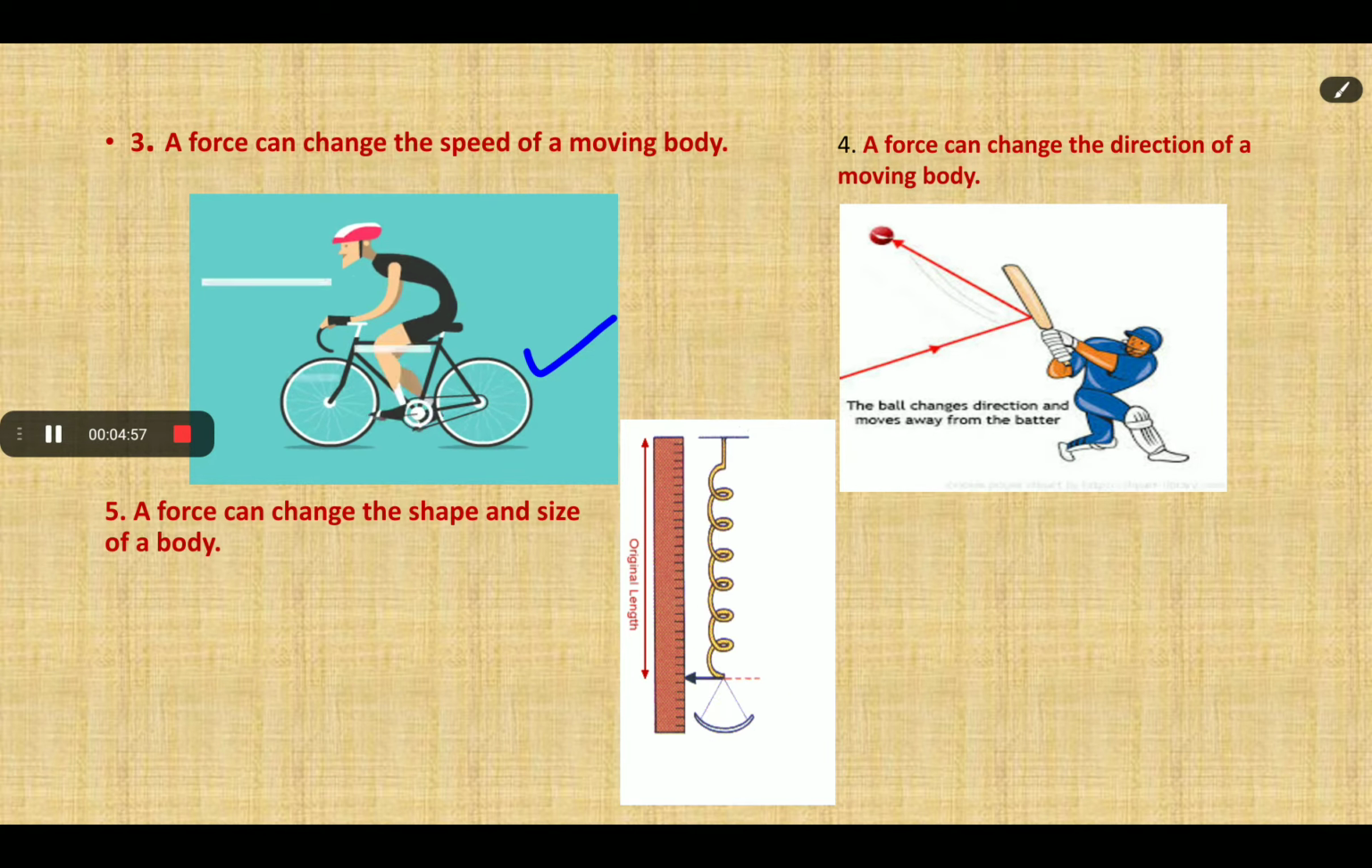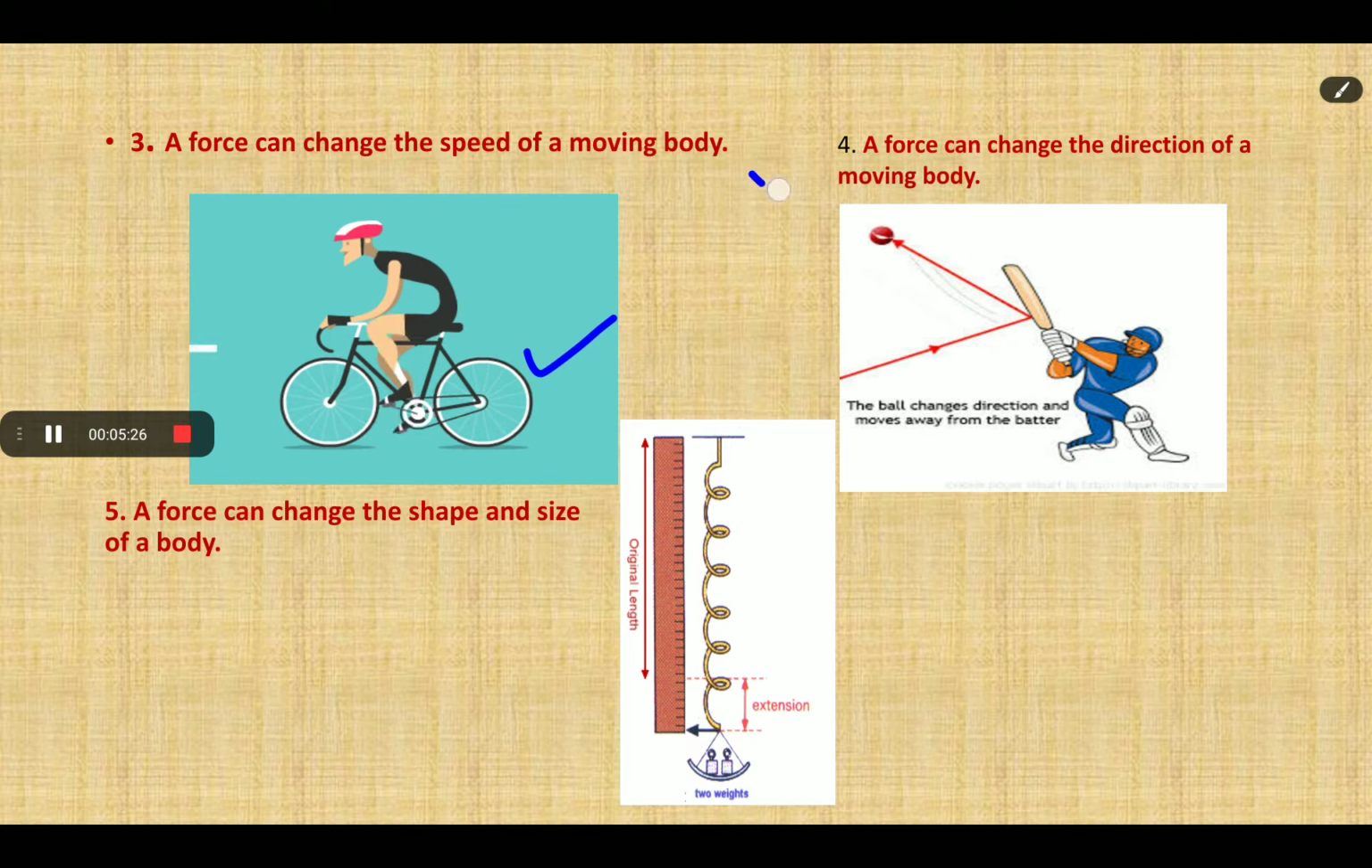Now, one of the important points is that if the force is applied in the direction of motion of the body, then in that case the speed increases. And if the force is applied in the direction opposite to the direction of motion, its speed decreases. So these are the two important points, you have to keep them in your mind.